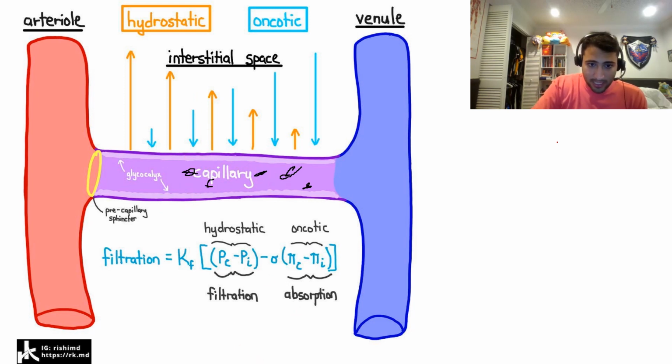All right, so the states in which filtration will increase are when the permeability increases, like in membrane damage or in inflammation, in hydrostatic increases, like as occurs with congestive heart failure, and in states of oncotic decrease, which occurs with liver failure because you're not producing albumin anymore, and with nephrotic syndrome because you're losing the albumin in the urine.